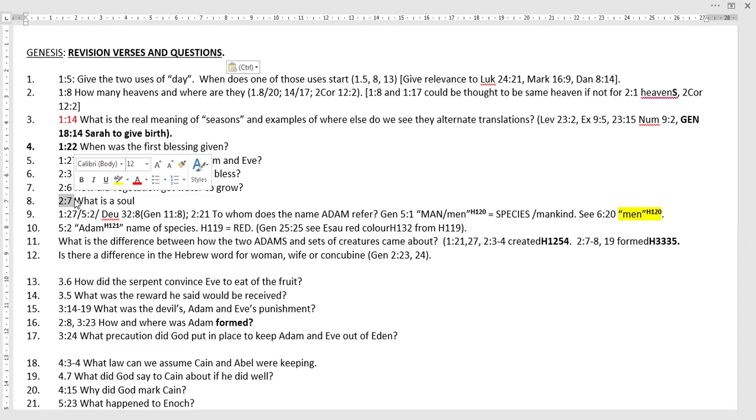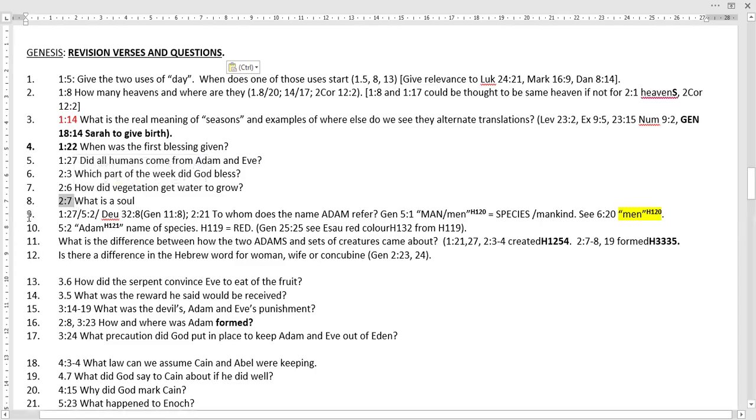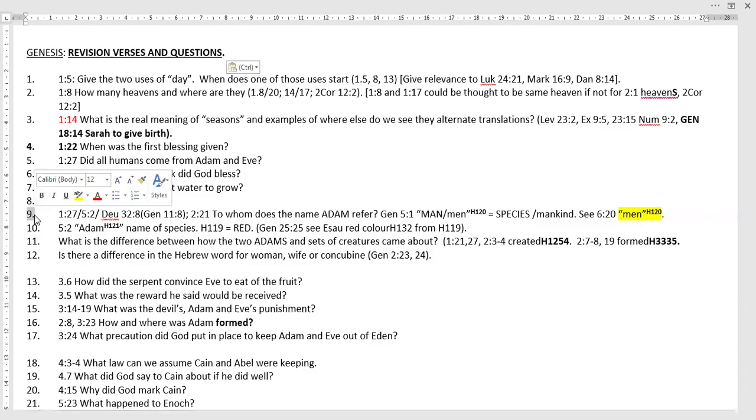Question number 9. To whom does the name Adam refer? I just gave you 2, one for the human race and one for the individual Adam. Now, whilst I'm on, I think there's another question coming up. We can see if that makes it. Where was Adam created? I'll give you the answer now, in case there's not a question on it.